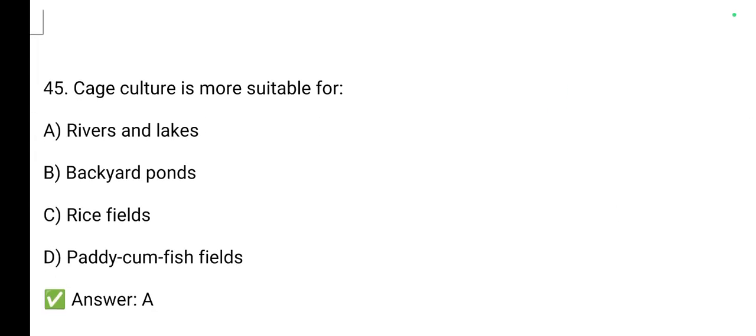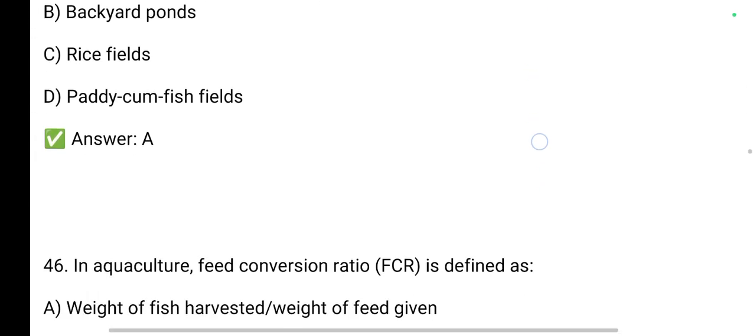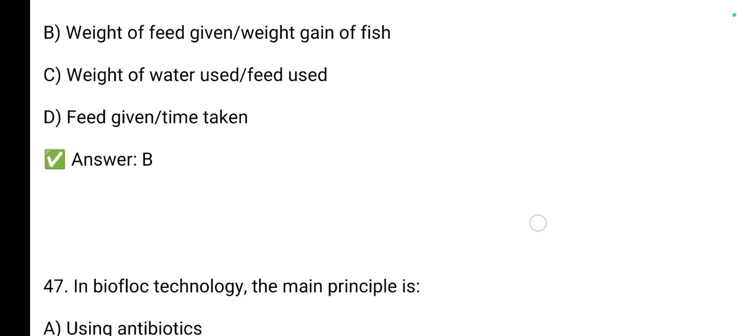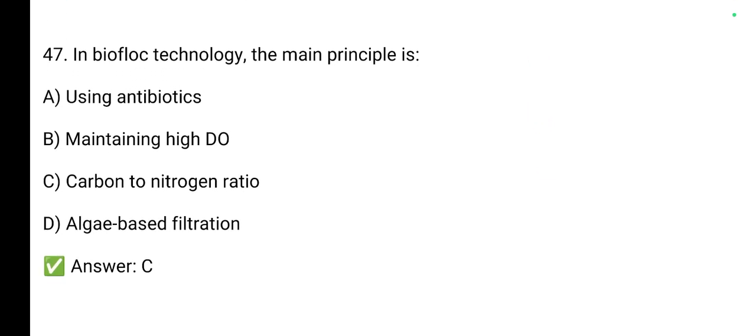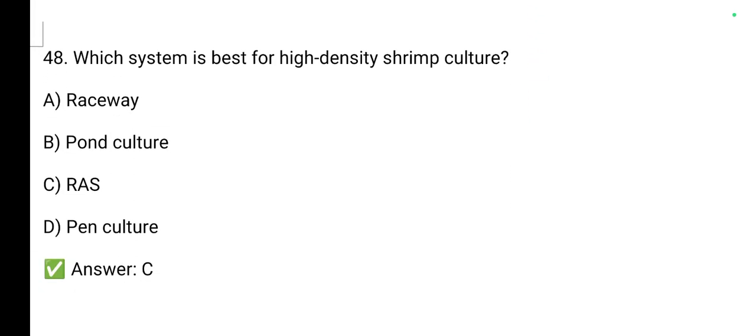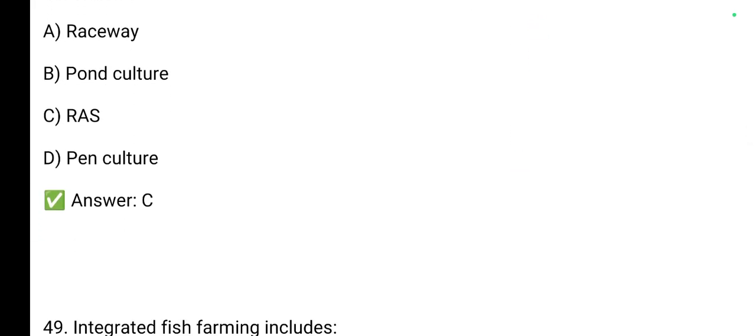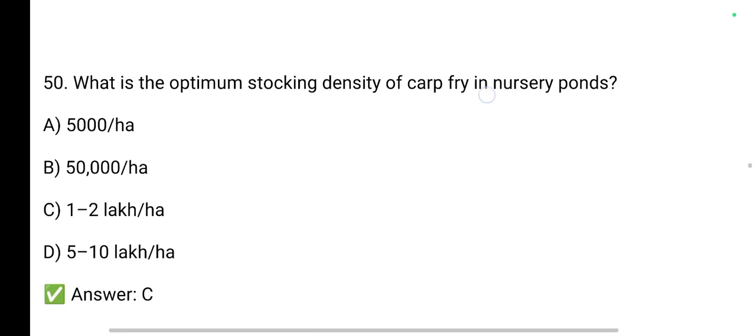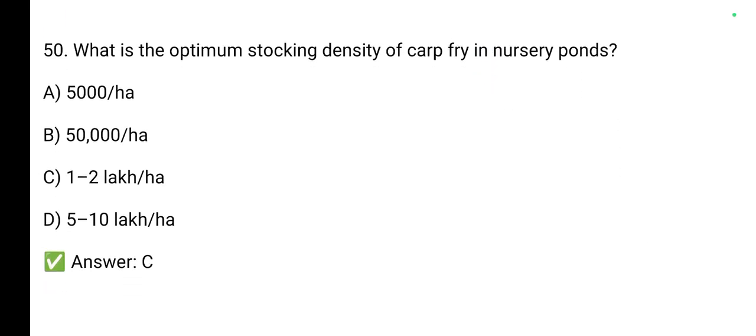Cage culture is more suitable for rivers and lakes. In aquaculture, feed conversion ratio is defined as weight of feed given upon weight gain of fish. In biofloc technology, the main principle is carbon to nitrogen ratio. Which system is best for high density shrimp culture? So the answer will be RAS. Integrated fish farming includes all, that is fish and fruit, fish and vegetable, and fish and livestock. What is the optimum stocking density of carp fry in nursery pond? So it is 1 to 2 lakhs per hectare.